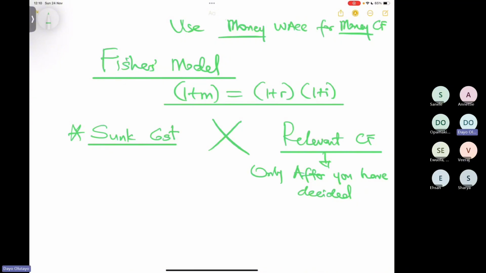Okay, so very important. Another concept here is working capital. Sometimes they introduce working capital. Sorry, before you go forward, can I ask again that you differentiate between the money cash flow and real cash flow? I did not get this.